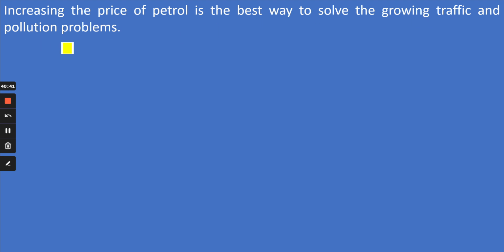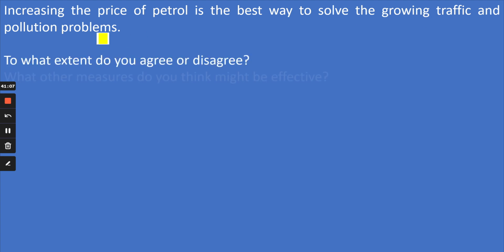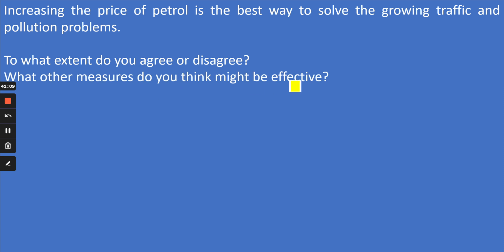So whatever we have just learned, I'm showing you how candidates unknowingly pick ideas that are not relevant. Why? Because they did not follow any of these methods. They were behind best ideas, or maybe interesting ideas, or maybe entertaining ideas. That's the reason why they got ideas wrong. Some examples. Increasing the price of petrol is the best way to solve the growing traffic and pollution problems. To what extent do you agree or disagree? What other measures do you think might be effective?